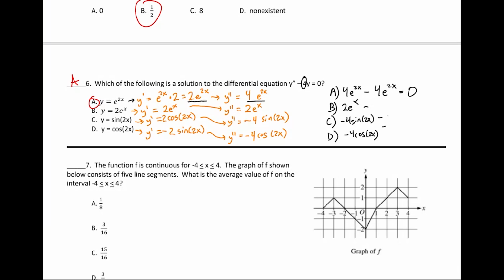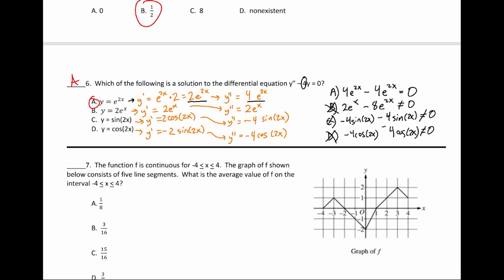But let's check the other ones. 4 times 2 e to the x would be 8 e to the 2x. Yeah, that's not going to be 0. Okay, so it's not going to be b. For c, we've got minus 4 times sine of 2x. That looks close, but that's actually going to be negative 8 sine of 2x, so that's not going to be 0. And with the last one, we've got minus 4 cosine 2x minus 4 times cosine of 2x. This is going to be another case where it's going to be negative 8 cosine of 2x. So this is not going to be 0 either. So yeah, the answer is A.